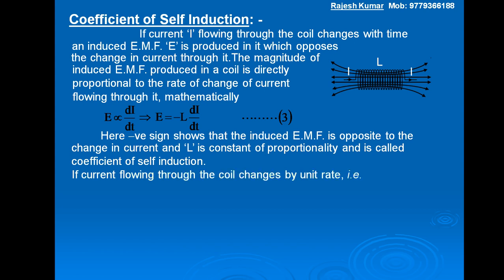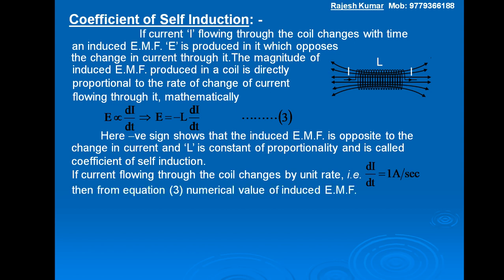If current flowing through the coil changes by unit rate, that is di by dt is equal to 1 ampere per second, then from equation 3, the numerical value of induced EMF is given by capital E is equal to L into 1, or E is equal to L, or L is equal to capital E. Let it be equation number 4.